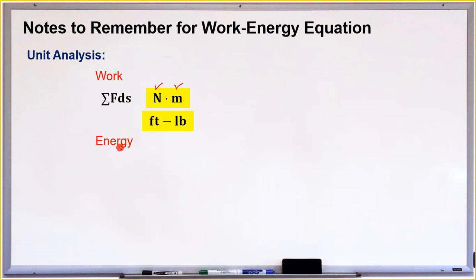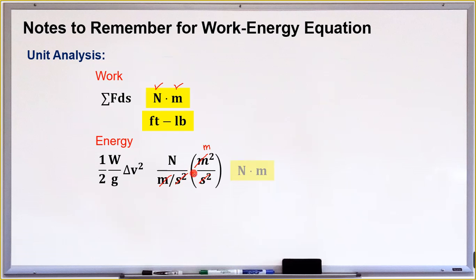Now, let's proceed to the energy. For energy, let's explore. The formula for energy is equal to 1/2 Wg delta V square. So for SI, the unit of weight is Newton. For the gravity, meter per second square. And then the square of the velocity is meter square over second square. So the meter cancels, one meter is left, and then second square and second square cancel out. So what's left is Newton meter. So work and energy have the same unit.